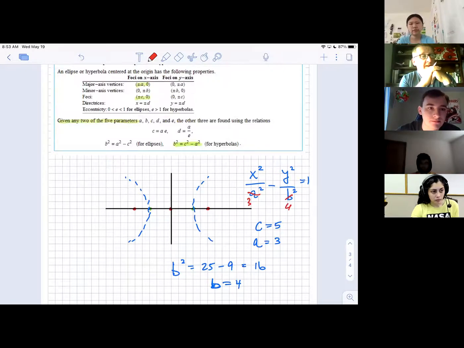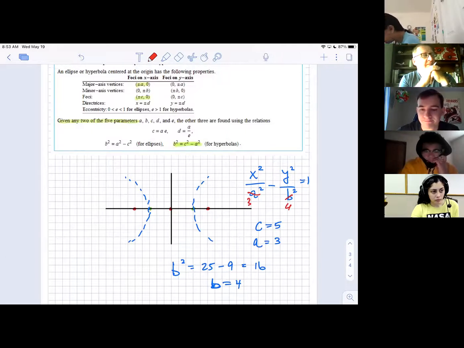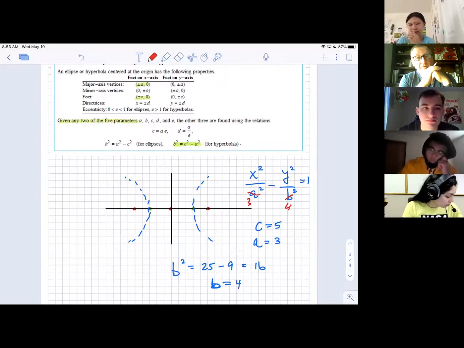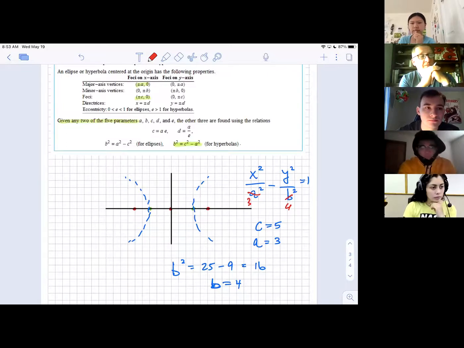And so I could go on to find out the location of the directrix. I could put that on here if I wanted to. Fine. I could find the eccentricity of this if I wanted to. Fine. But again, after this, if you wanted to slide it away from 0, 0 and put it somewhere else, fine. Switch out x squared for x plus 7 squared or whatever.